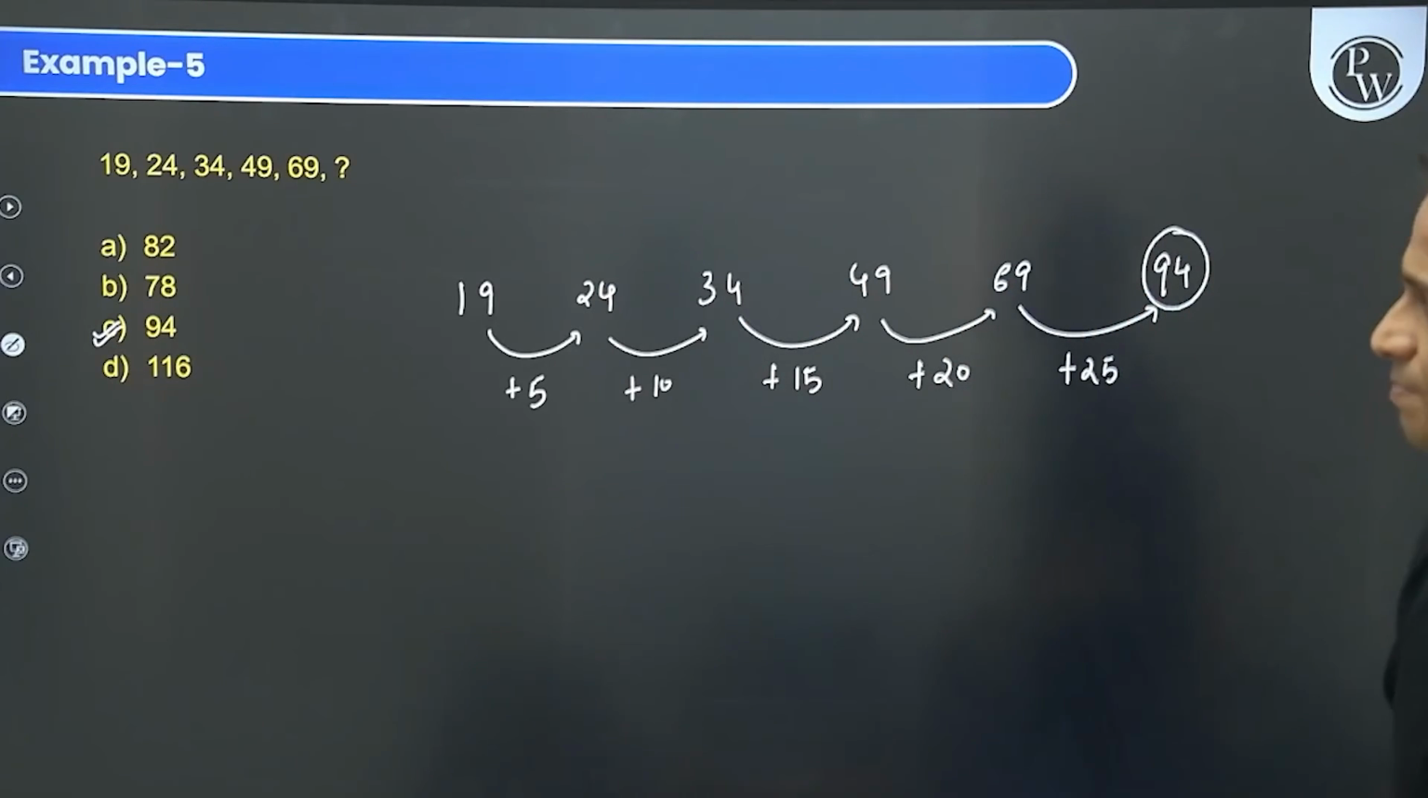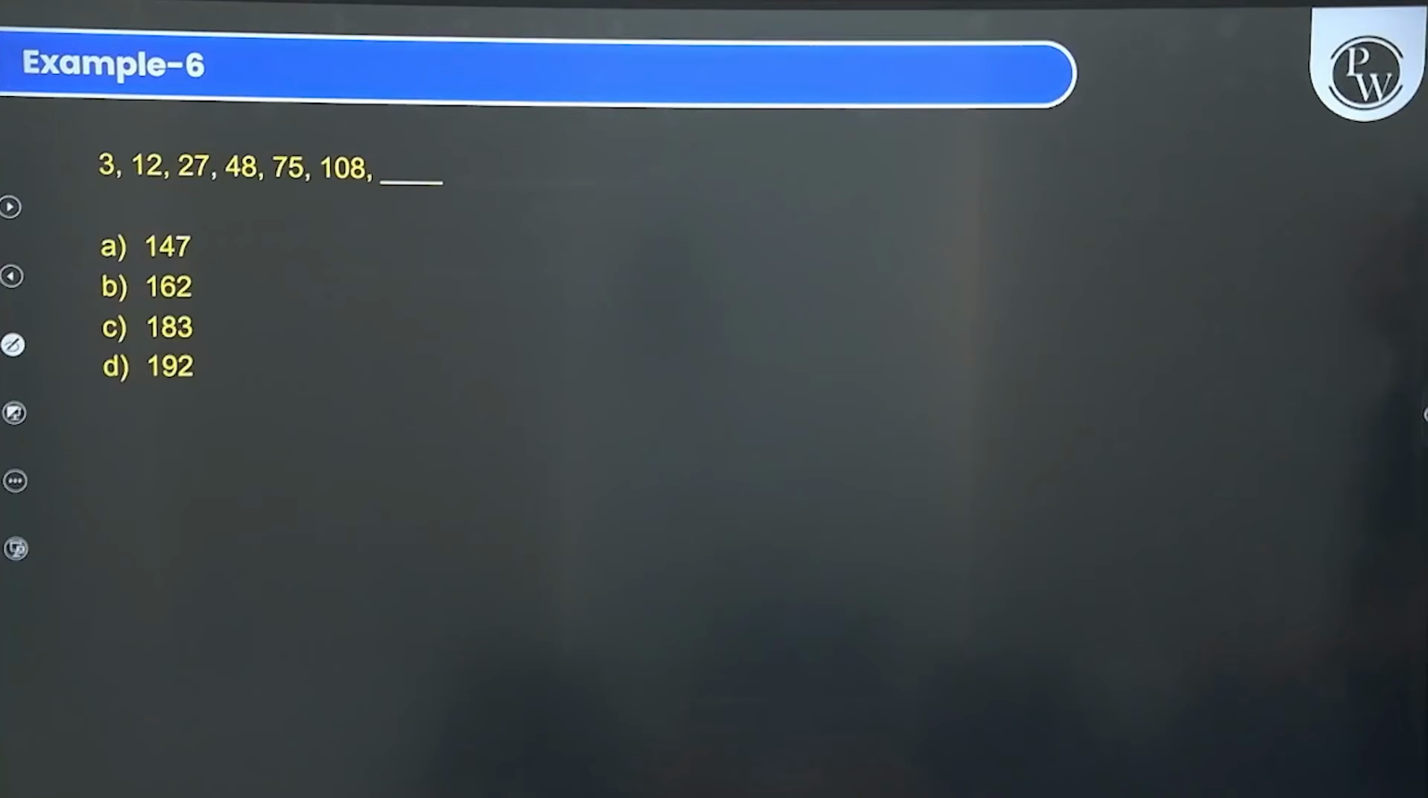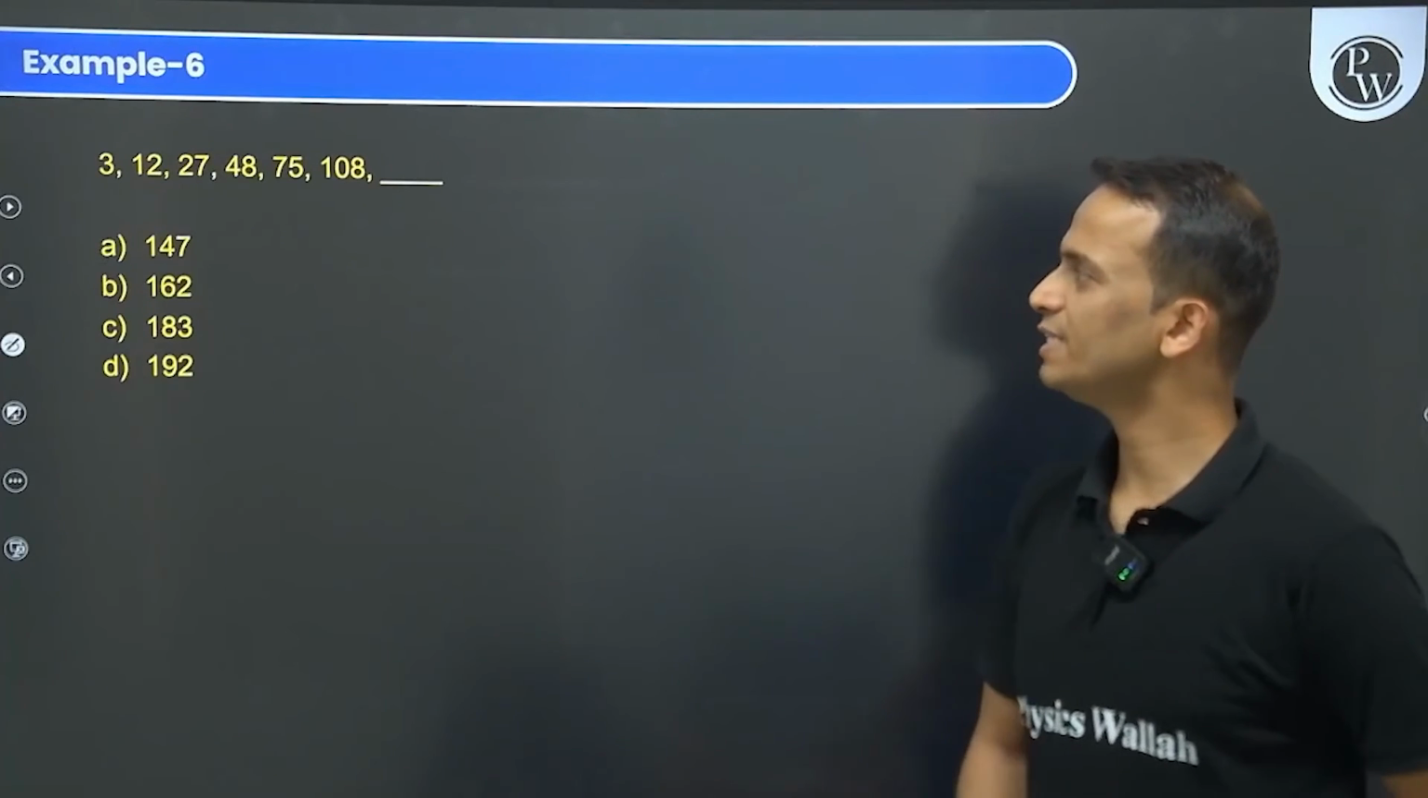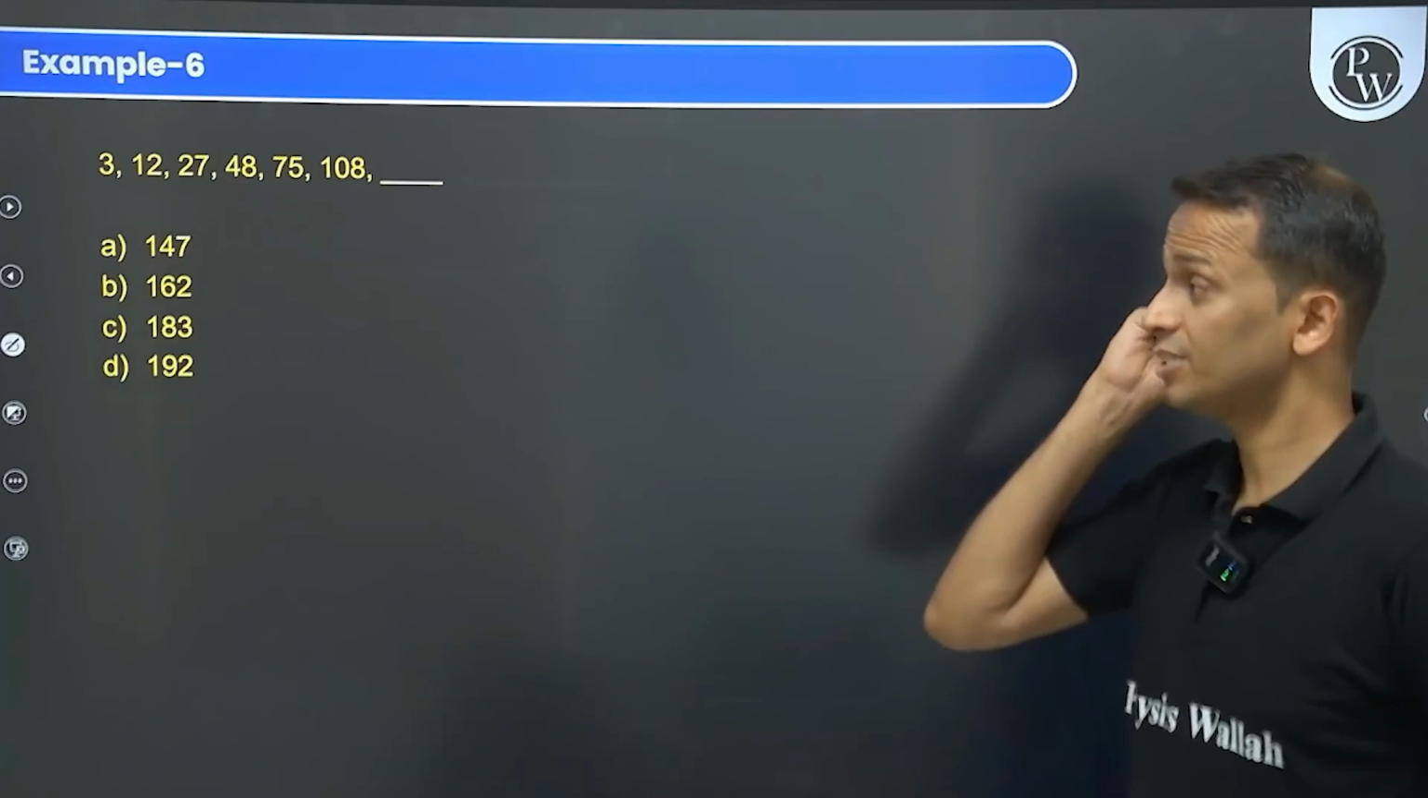All right, ठीक है। Now next question, question number 6. 3, 12, 27, 48, 75 and 108.